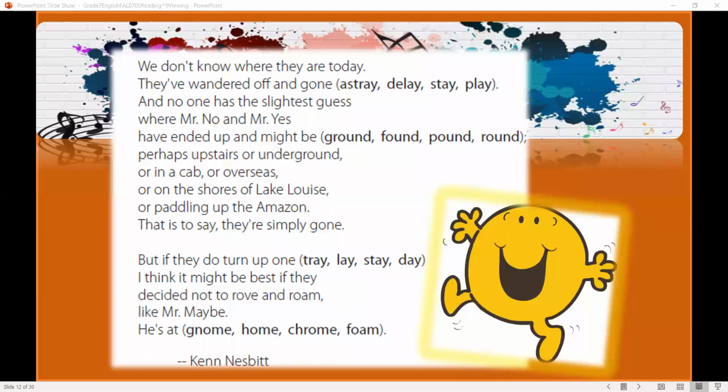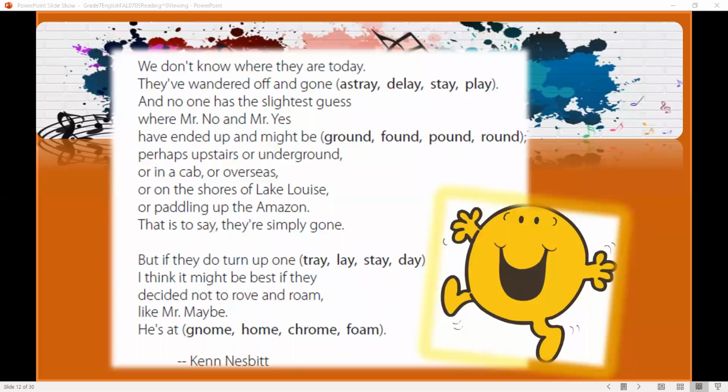Here we go. Ended up and might be found, perhaps upstairs or underground, or in a cab, or overseas, or on the shores of Lake Louise, or paddling up the Amazon. This is to say they're simply gone. But if they do turn up one day, I think it might be best if they decided not to rove and roam like Mr. Maybe. He's at home.